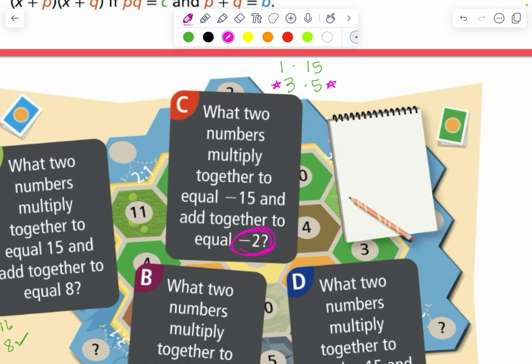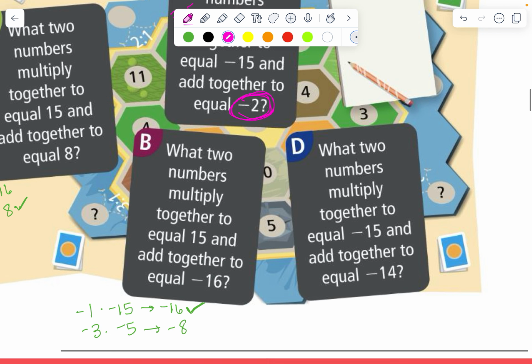But now to figure out which one's negative, because they have to add to a negative 2, that means our bigger number has to be negative. So our answers here are positive 3 and negative 5. They multiply to negative 15 and add to negative 2.